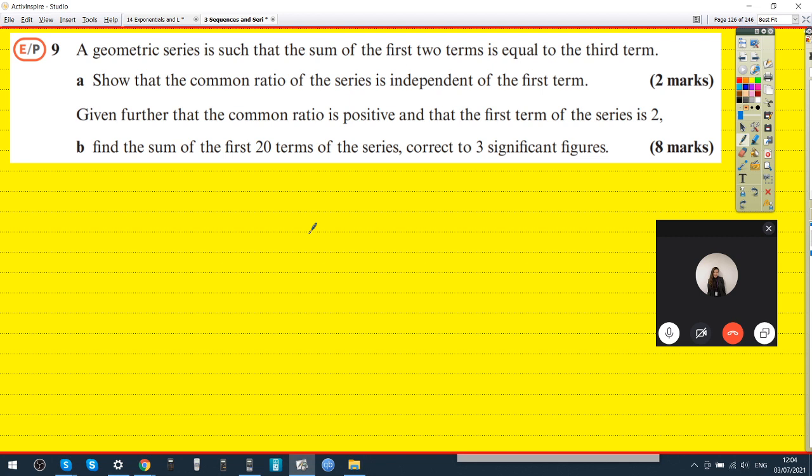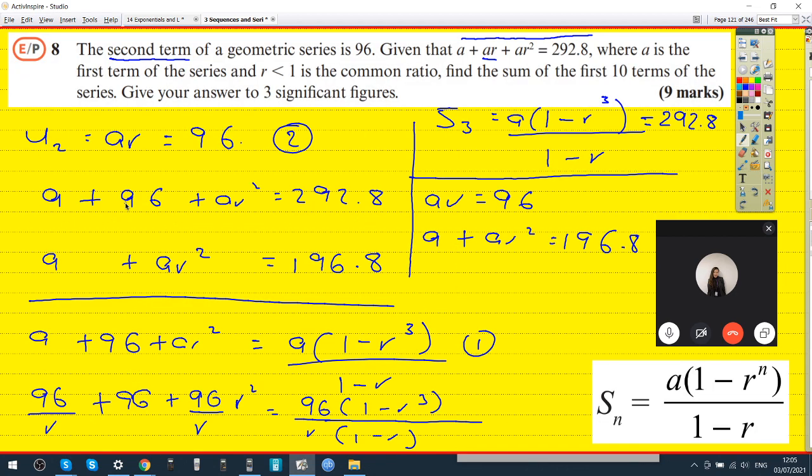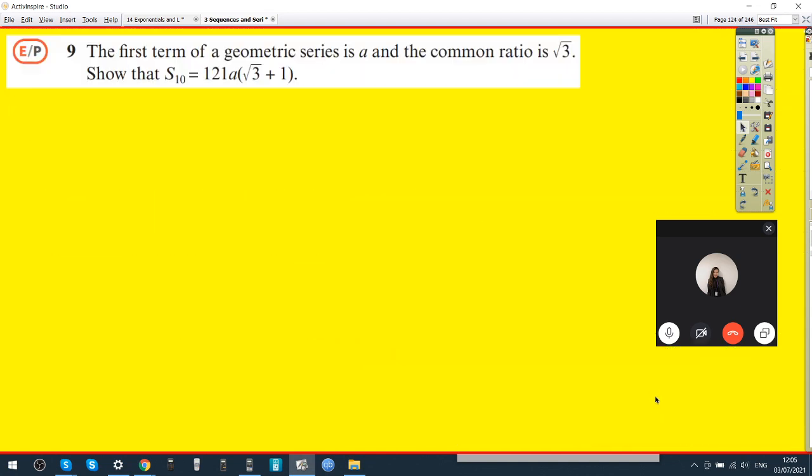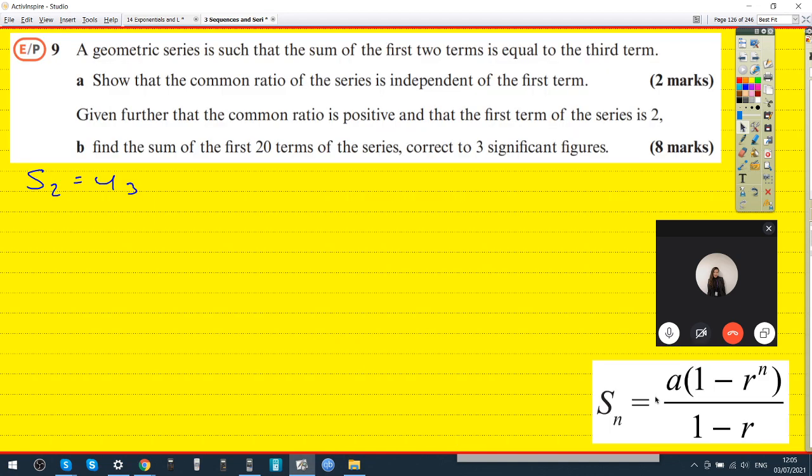So for this we need S2, right? But it's equal to U3, I believe. Okay. Then do we write out the equations from that? So we have S2 equals A times 1 minus R to the N, and then over 1 minus R.